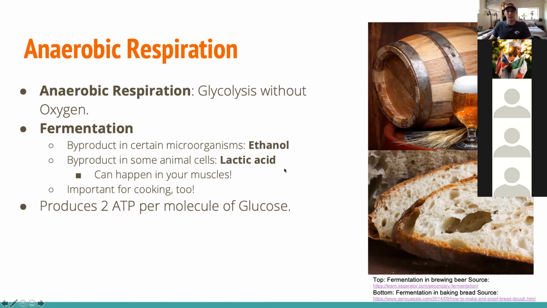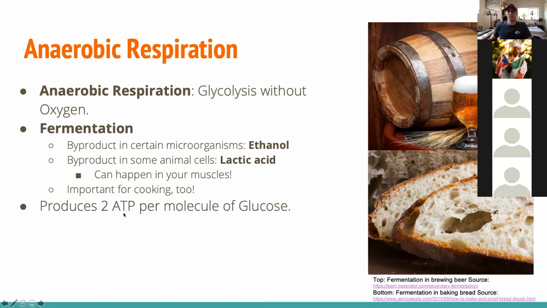But it also happens in animal cells when we're producing energy. And we develop lactic acid. So anybody here who works out or is an athlete has probably heard of lactic acid before. That is fermentation occurring inside of your body. It can also be important for cooking. So really important difference between anaerobic respiration and aerobic respiration is the amount of ATP produced. So anaerobic only produces 2 ATP per molecule of glucose.